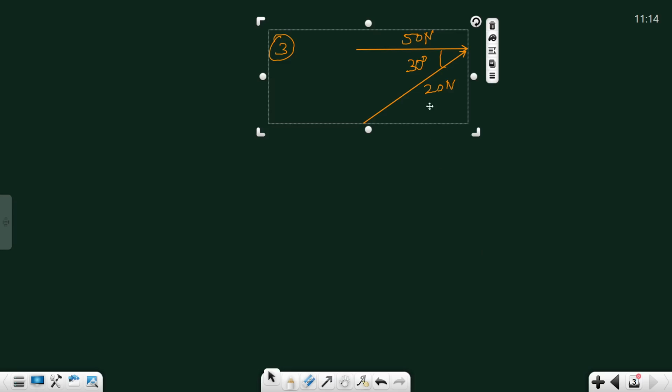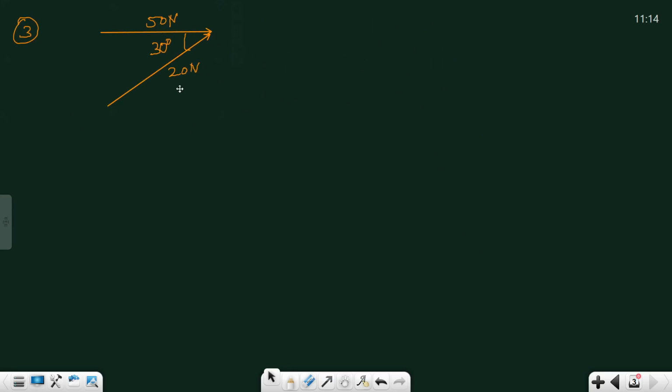They will mention the value of sine theta in the question. They will give you the value. The data will be given so that you can conclude the angle. It will be given.